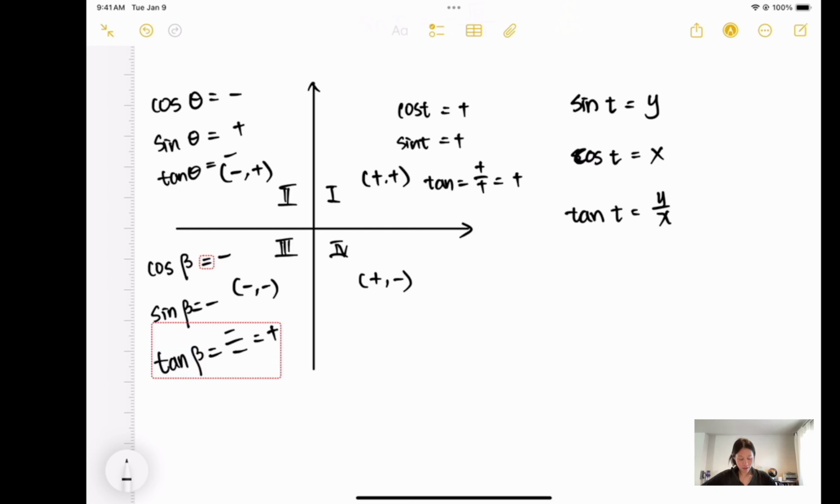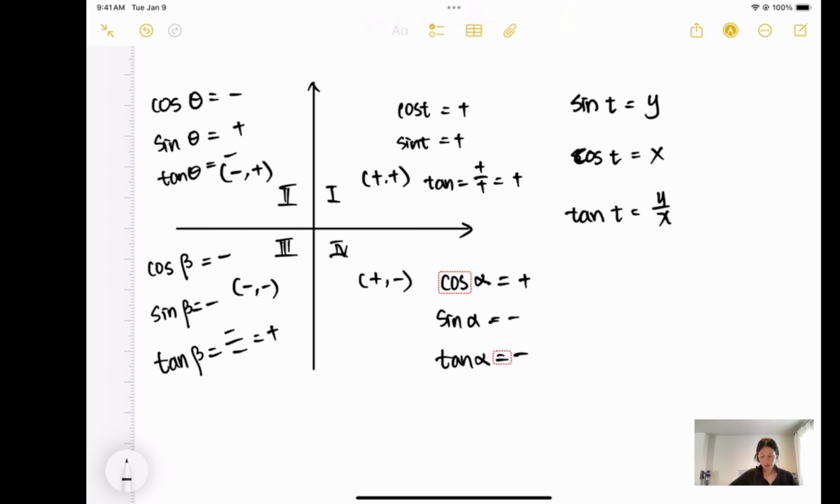The last one, in the fourth quadrant, what Greek letter can we use? Maybe alpha. Cosine alpha is positive. Sine alpha would be negative because this is y, and cosine is x. Tangent, if you have one positive and one negative, you will end up with a negative number. So that's it. That's the summary. Let me know if you have other questions.